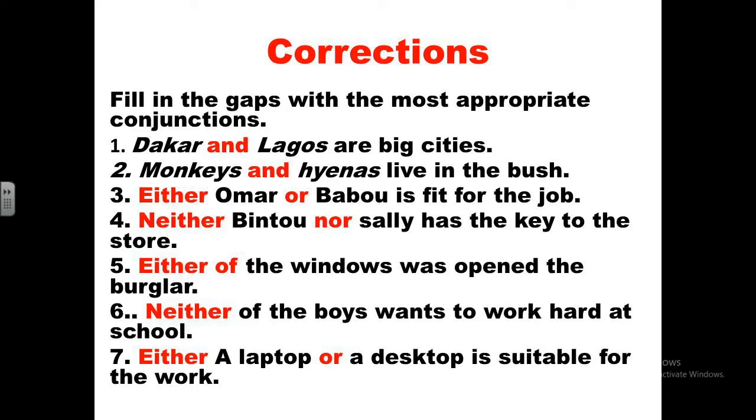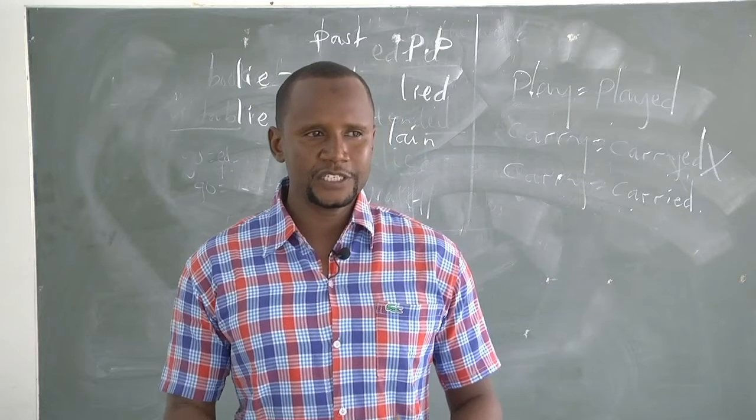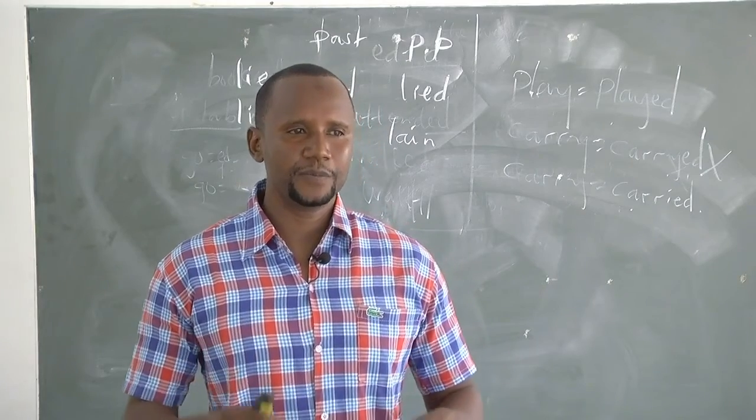Number 5, either of the windows were opened by the burglar. Either fills the gap. Number 6, neither of the boys wants to work at school. Neither fills the space. Number 7, either a laptop or a desktop is suitable for the job. That is the correction. Today's lesson, we will be talking about prepositions.